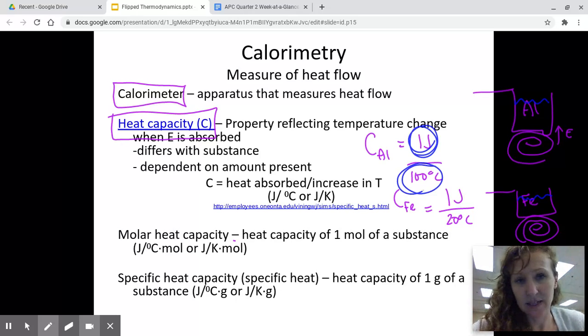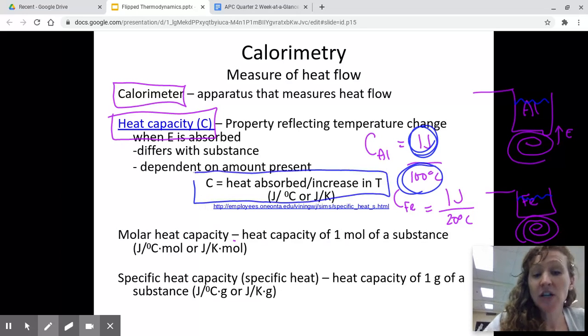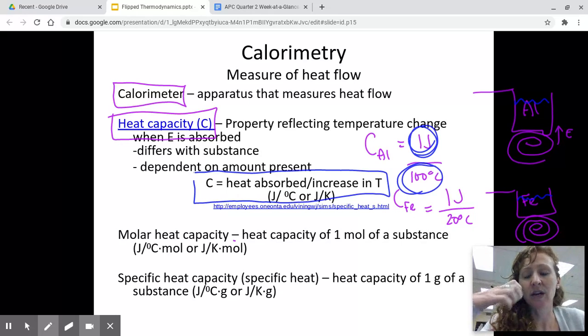Now I'm going to post something online for you guys to play with a little bit that will allow you to play with this idea of heat capacity and wrap your brain around it. Notice that the equation for it is heat absorbed over increase in temperature. And so for heat capacity, you're going to come out with specific units. Can you tell me what those units are going to be?